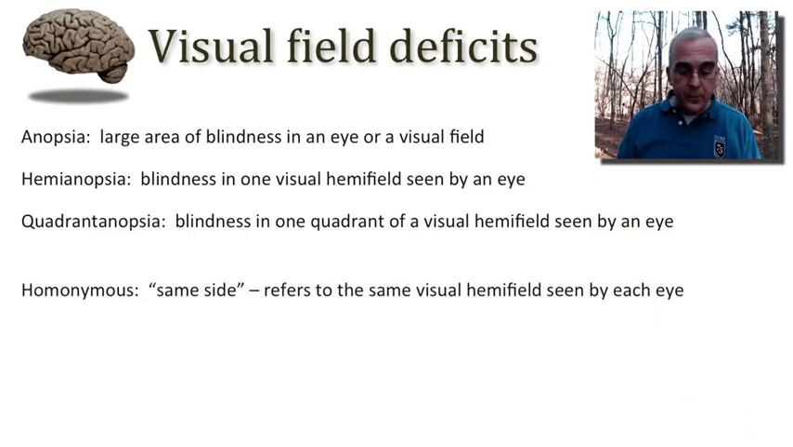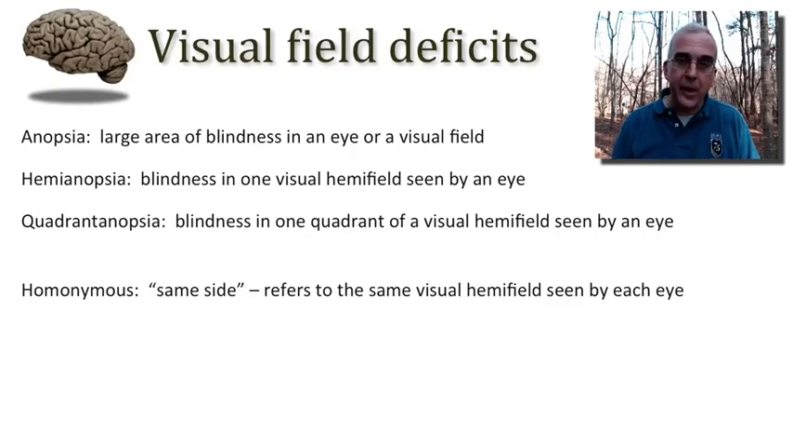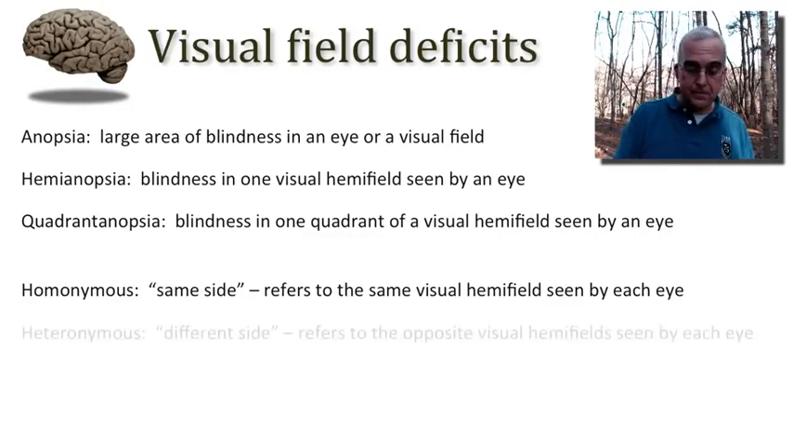Now, we modify these words with a term homonymous and a complementary term heteronymous. So homonymous means the same side. So this refers to the same visual hemifield that is seen in each eye. For example, one can have a lesion in the central visual pathway that produces blindness on the left side of the visual field for one eye, and the left side or the same side of the visual field for the other eye. That's an example of a homonymous hemianopsia.